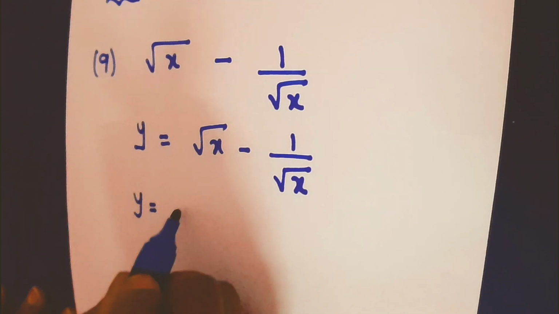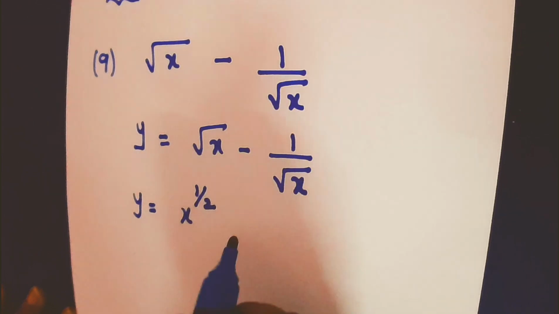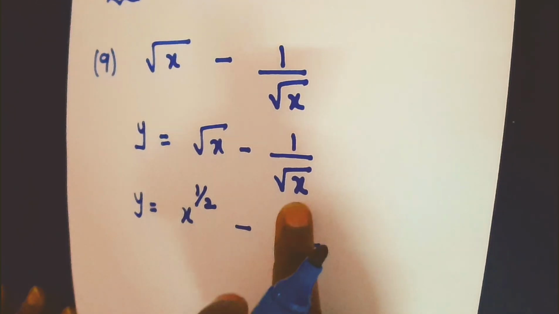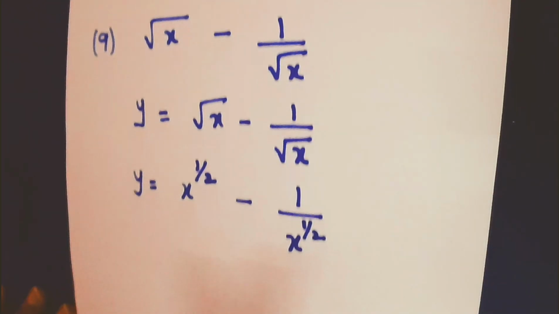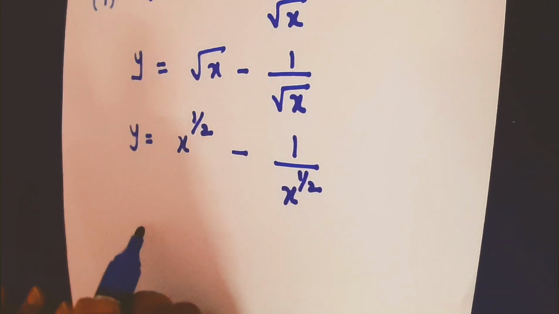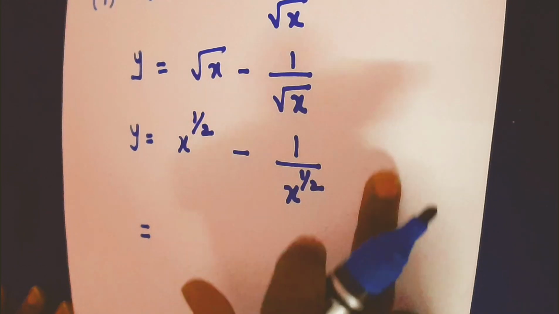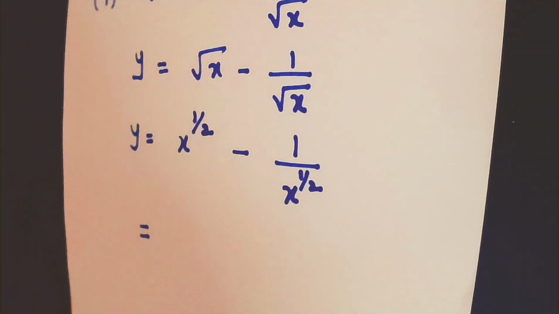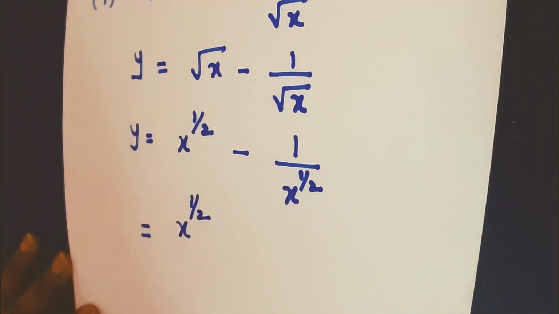Root x, I can write as square root x, which is x to the power half. Minus 1 divided by square root of x, I can write here also as x to the power half. Now we can bring x to the power half to the numerator for easy simplification and for getting the result much faster. We'll keep the first term as it is. We have not differentiated so far, keep that in mind. We are just doing the simplifications.